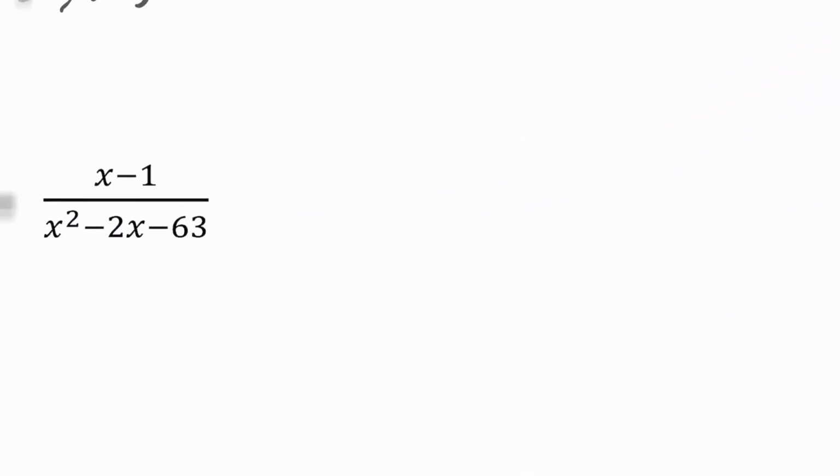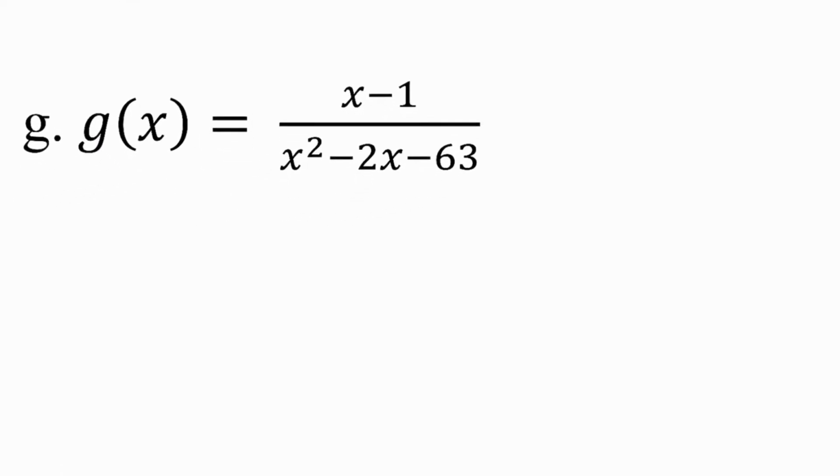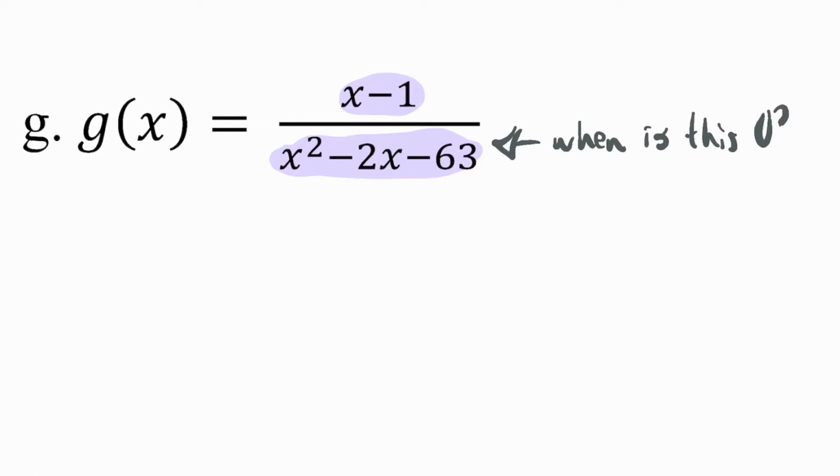Okay, let's go look for this one. This one, the numerator is just a linear function, x minus 1. So the numerator is not going to cause us any issues. X could be anything as far as the numerator is concerned. The bottom, however, the denominator, since we can't divide by 0, we look for when is this 0? And then those values will get excluded from the domain, okay?